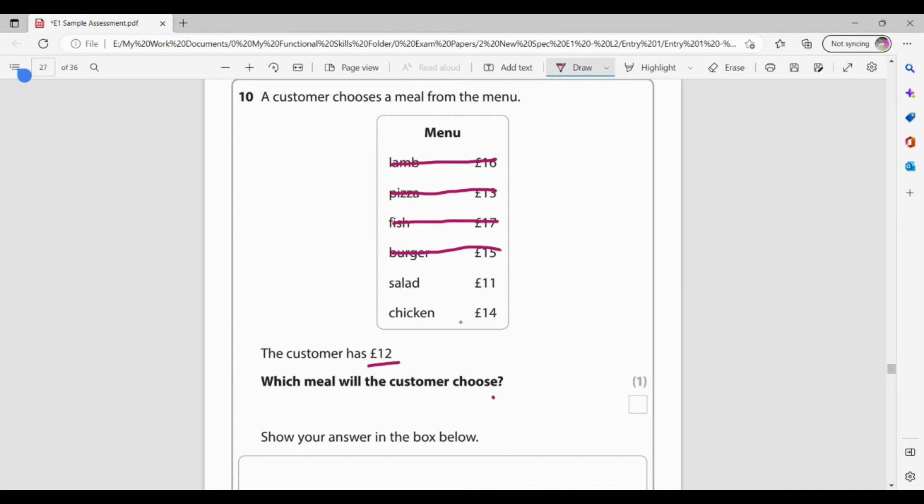The salad's 11. They could afford the salad. Let's just double check. The chicken's 14. Yep, the chicken's too expensive too. So I'm getting 1 mark for identifying that they would choose the salad.